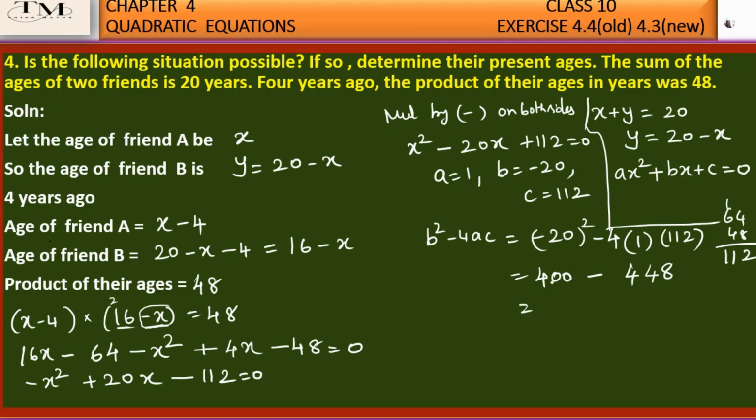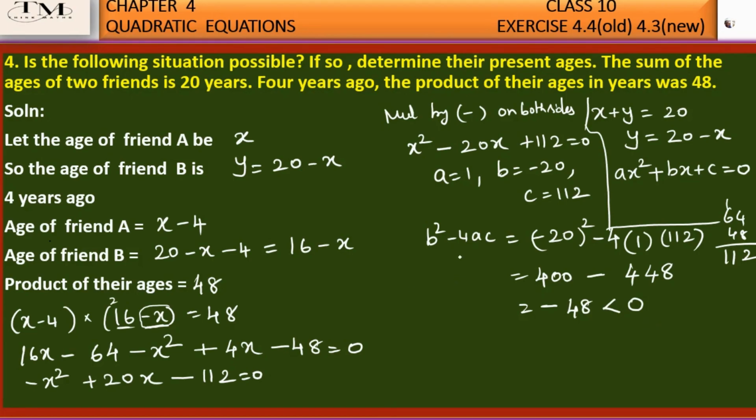So if we subtract 400 minus 448, we have to subtract here and check the sign. Here 400 has plus sign, 448 has negative sign. So we have to put the sign of the bigger number. Bigger number is 448, so we get the negative sign. If we subtract 448 minus 400, it is 48. So which is less than 0. So if it is negative, it will be less than 0.